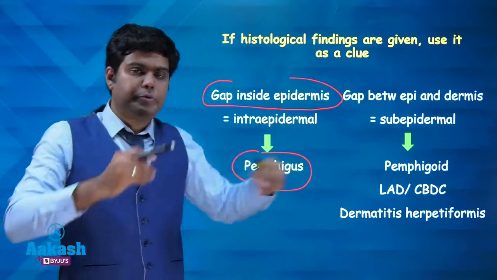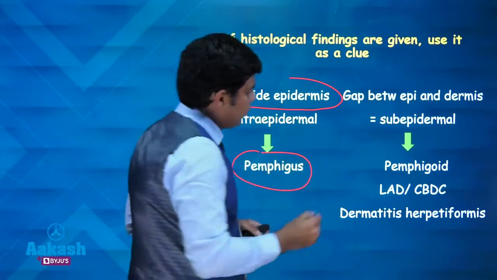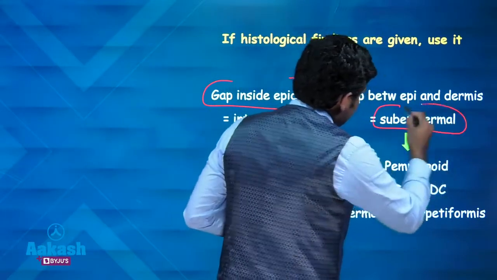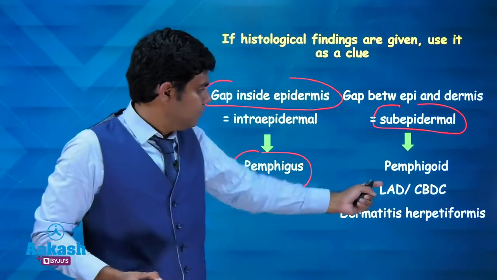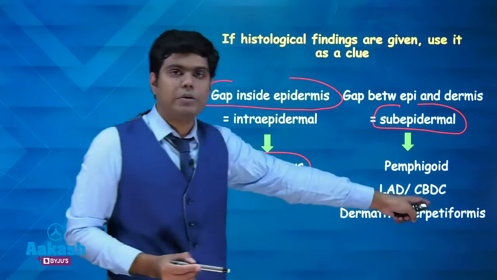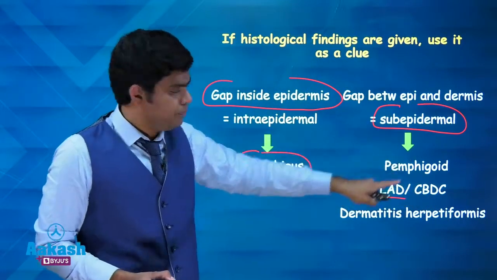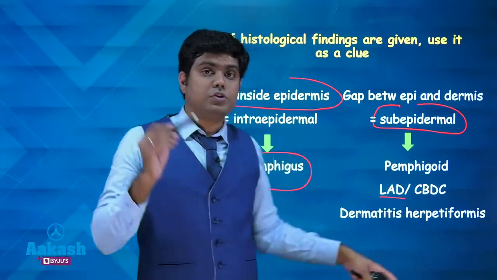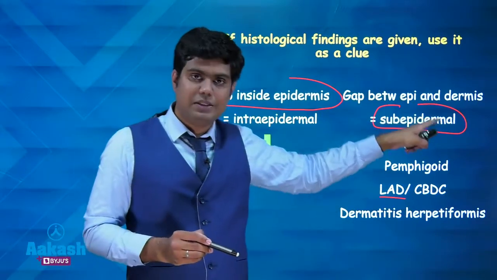If you see a gap between epidermis and dermis, then you should think of subepidermal. So what are the causes? Pemphigoid, LAD, that is linear IgA disease, or CBDC, chronic bullous disease of childhood, subepidermal, and dermatitis herpetiformis. The question was on subepidermal blisters with neutrophils.